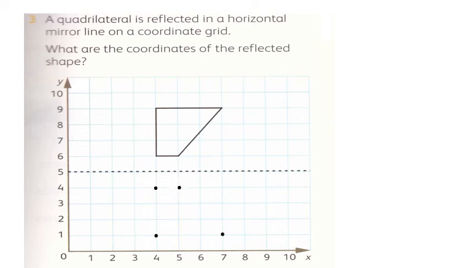Okay, so now we need the coordinates. So what are the coordinates of these dots? Have you written the coordinates of the dots? Let's see. 7, 1, 4, 1, 4, 4, and 5, 4. Was that difficult? If you made any mistakes, don't worry about it. We'll do more practice in the days to come.